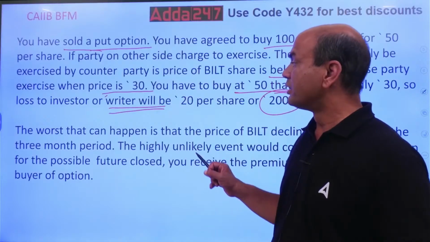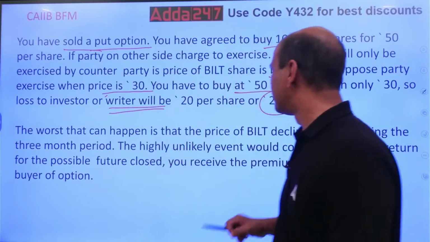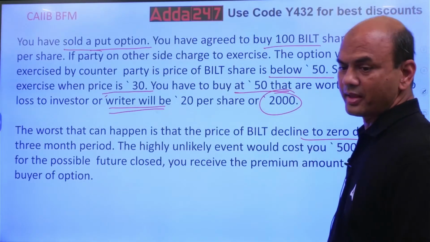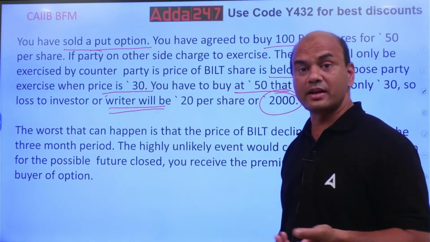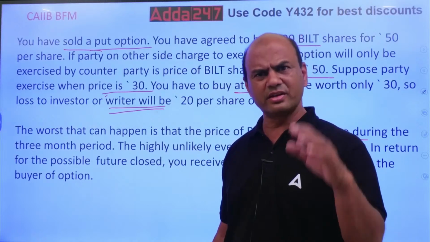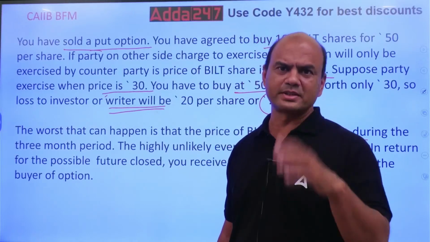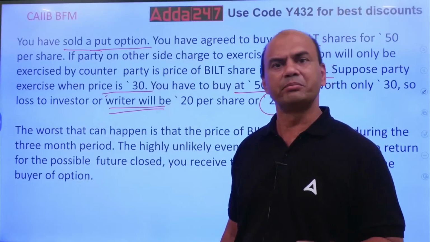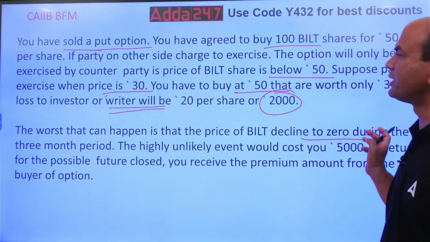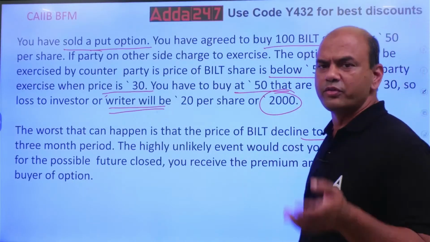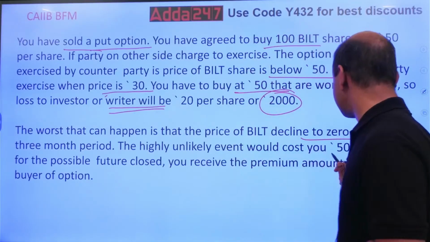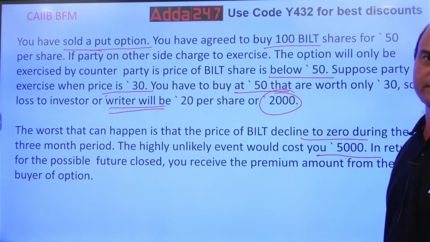The worst that can happen is that the price of the build company will decline to 0. It can happen. Kingfisher Airlines, Vijay Mallya, you saw it go down to 0. If somebody had sold this put at that time, huge loss. If it goes to 0, it is a complete loss for me. 50 rupees to 0, 50 into 100, 5000 will be the loss in this case. Complete loss.